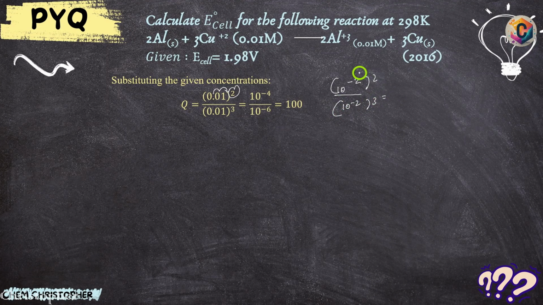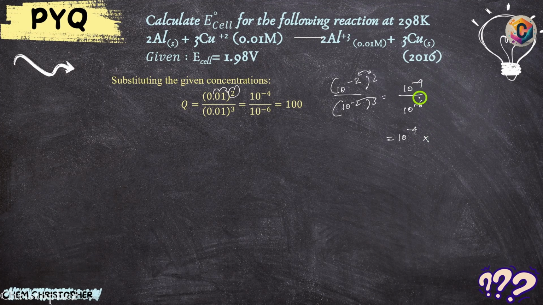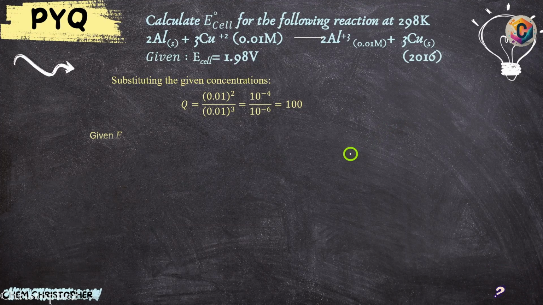Now what should I do? I need to multiply these two terms, right? So 10 power minus 4 divided by 10 power minus 6. Now, to simplify, I'm going to bring this 10 power minus 6 to this side. So what will happen? The sign I have to change. So what I will be getting is 10 power 2, nothing but 100. This is how I am obtaining the value 100. Got it? Okay.